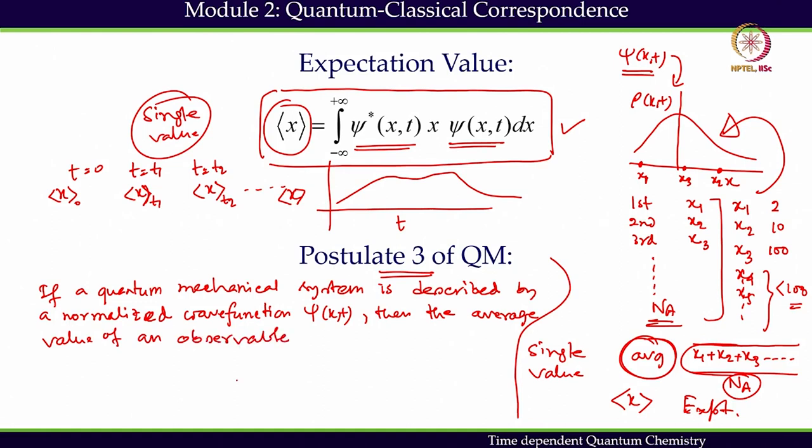an observable which can be observed experimentally, like position, momentum, they can be experimentally observed, that is why they are observables. Average value of an observable corresponding to the operator A is given by, so for every classical observable which can be experimentally observed, in quantum mechanics I get the corresponding operator. I have to take that operator and I can determine the expectation value by this.